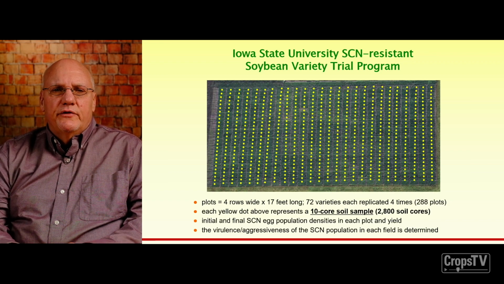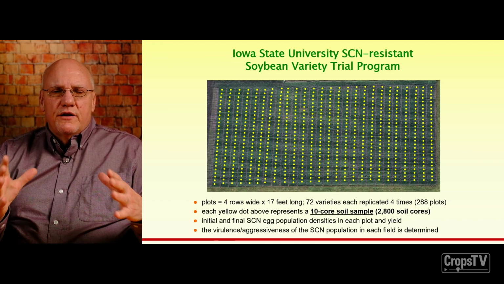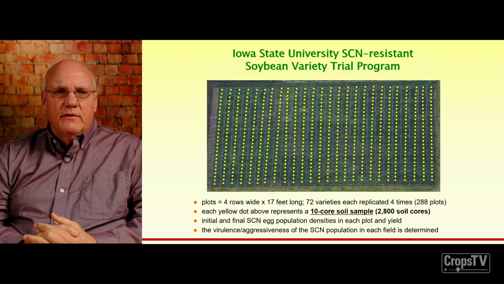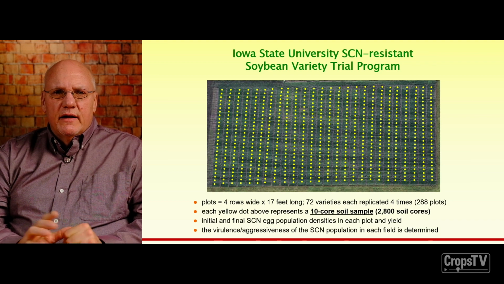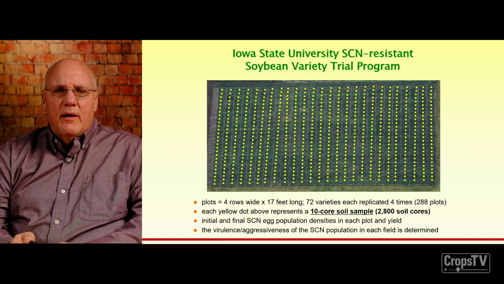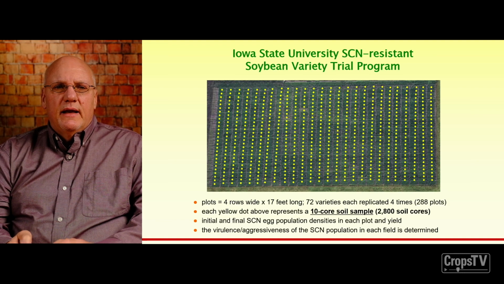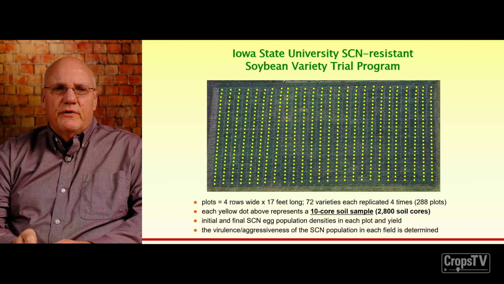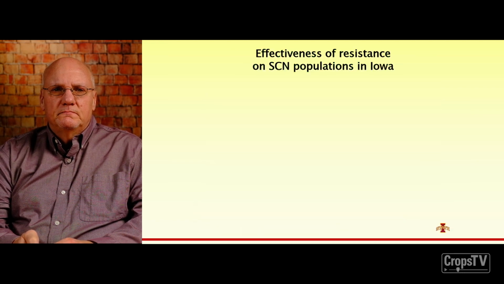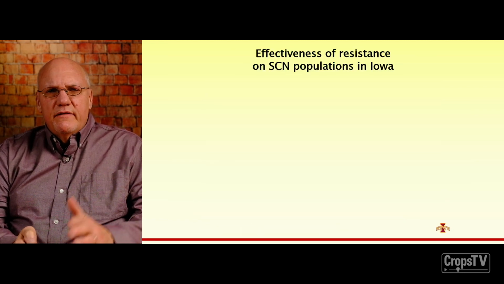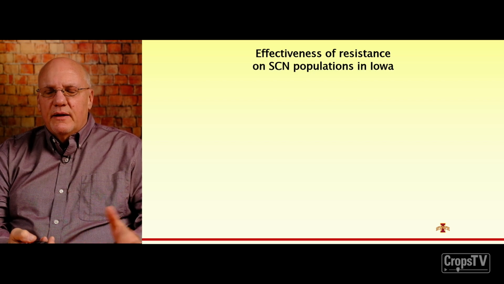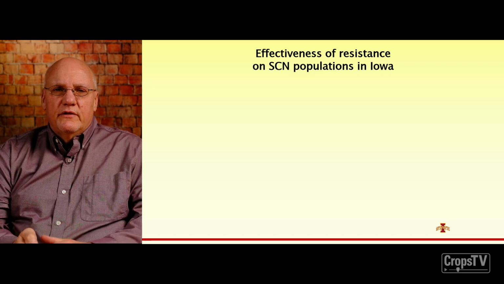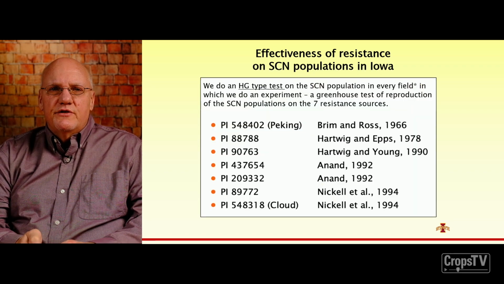And then finally, we also want to learn what's the status of the nematode that lives in that particular field. So we do a study, a virulence or aggressiveness test on the SCN population that's in that field at the beginning of the season. And we use the leftover soil from the soil samples that we collect at the time of planting. So effectiveness of SCN resistance on populations of SCN in the state of Iowa is very important, since resistance is the foundation of our management strategy.